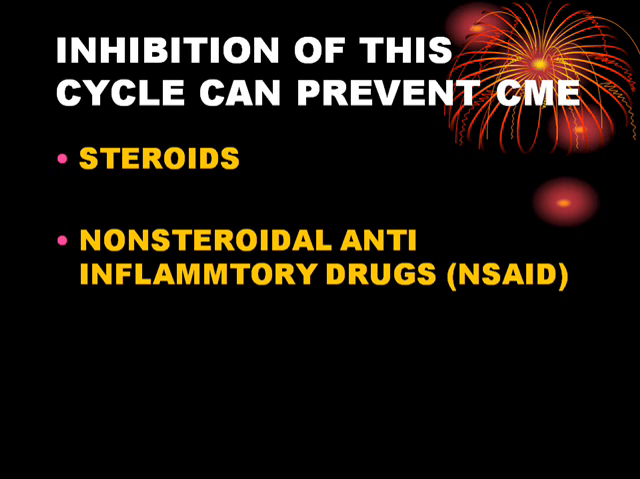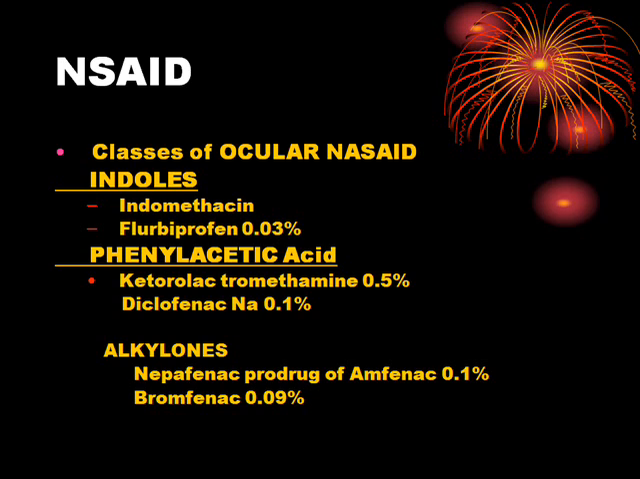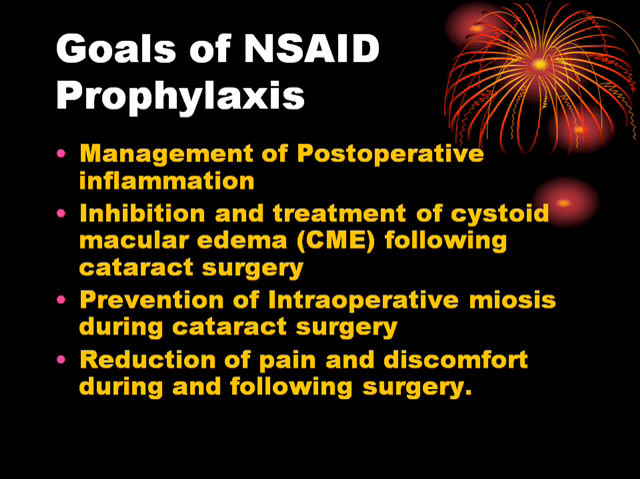We can use either steroids or we can use the NSAIDs. The different classes of ocular NSAIDs which are available are the indoles, phenyl acetic acids, and alkalones. Now, why do we use these NSAIDs? The NSAIDs are used to prevent intraoperative miosis, as they have analgesic properties. The pain is decreased. It can also decrease the amount of inflammation peroperatively and in the post-operative period, which in turn can prevent the production of CME.